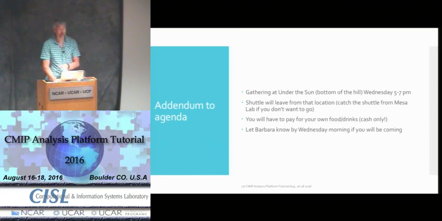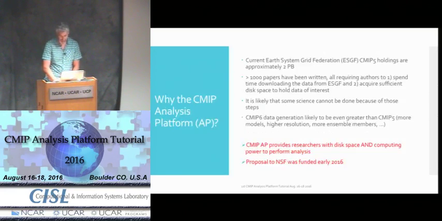All right, so now that we've covered all the important topics, let me talk about why we have such a thing as the CMIP analysis platform. Overall, the current holdings on the Earth System Grid Federation, which is the collection of nodes around the world where the CMIP data resides, are, give or take, a few hundred terabytes, 2 petabytes, which is a lot. Not everything resides locally, but you can access the data on the Earth System Grid.